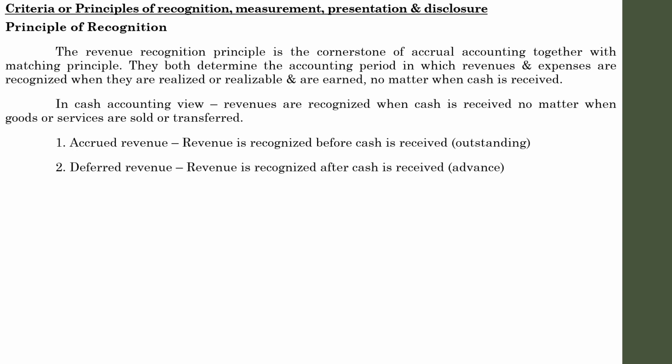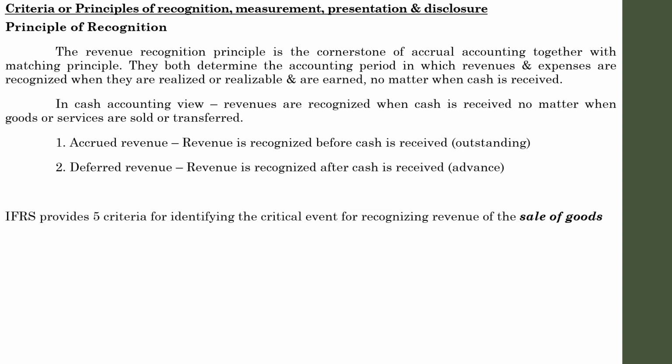Apart from that, the IFRS provides 5 criteria for identifying the critical event for recognizing the revenue of the sale of goods. So let us discuss those 5 criteria. Now we have discussed the exchange of goods and services. Now we are going to discuss the 5 criteria identified by IFRS with regard to sale of goods. So what are those criteria?